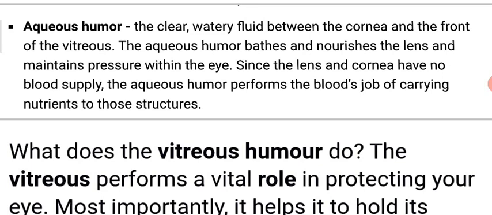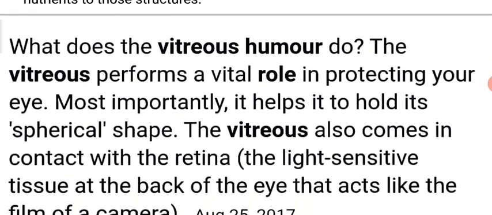So the aqueous humor bathes and nourishes the lens and maintains pressure within the eye. Okay, so this is the function of aqueous humor. Since the lens and cornea have no blood supply, according to the medical background, the aqueous humor performs the blood's job of carrying nutrients to those structures. So these are the details about the aqueous humor.